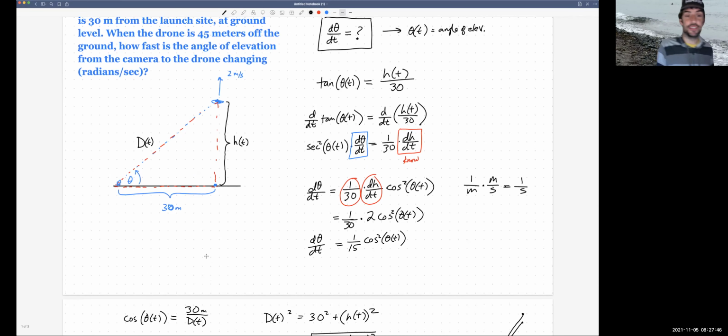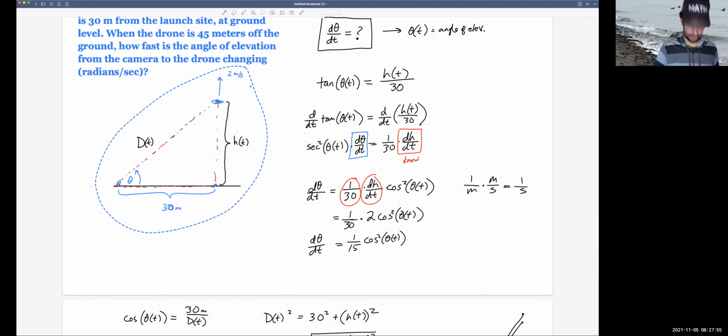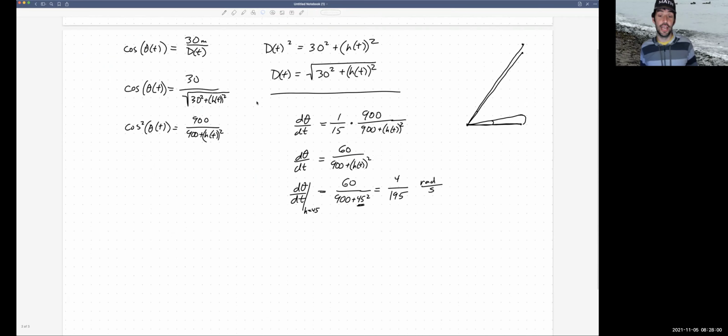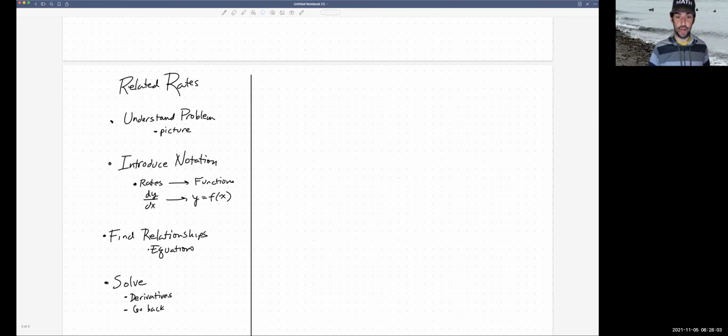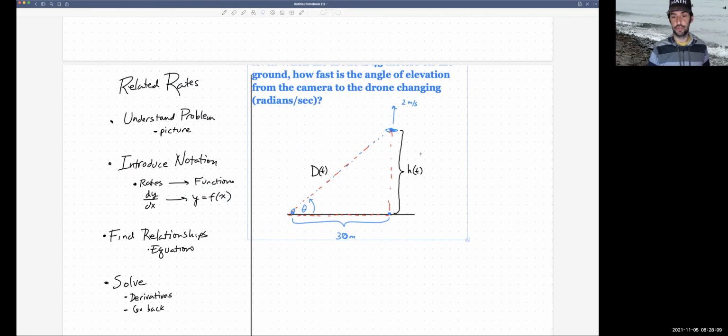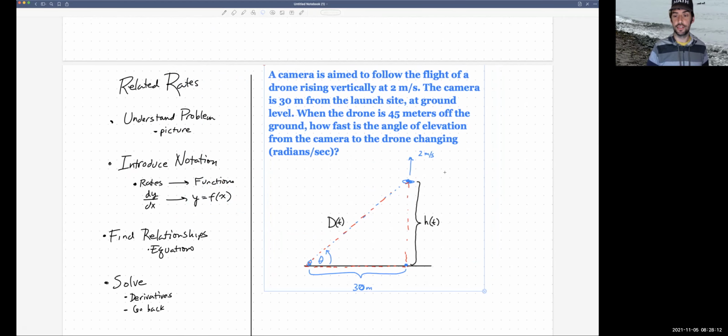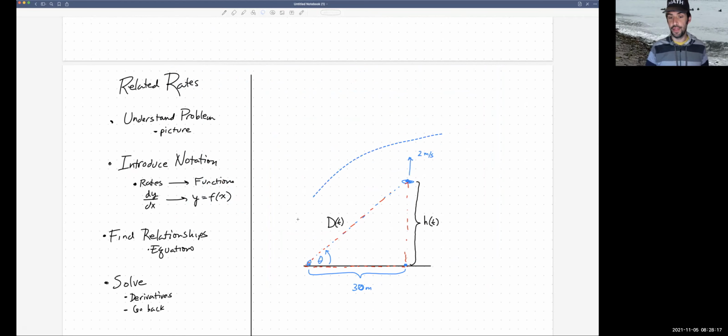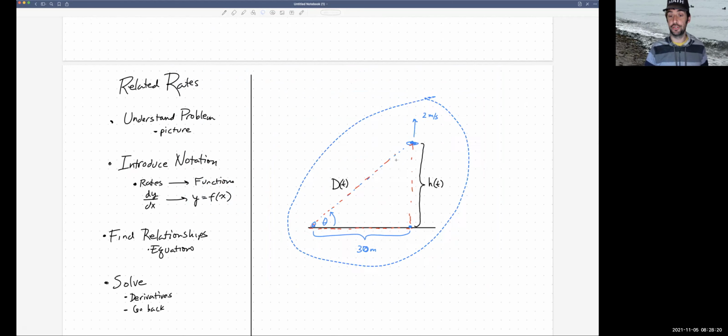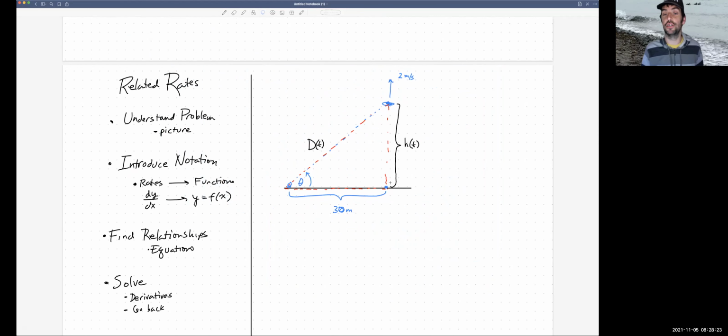Now you can imagine if this camera is trained on the drone, that it's trained on it because it wants to film it or see it, which means it needs it to be in focus. And so whoever is operating the camera might need to know, just moving the drawing down here, oh, I don't need the text anymore. Let's see if we can get rid of that. They might need to know how that distance is changing. The focus of the camera depends on how long the distance d of t is.